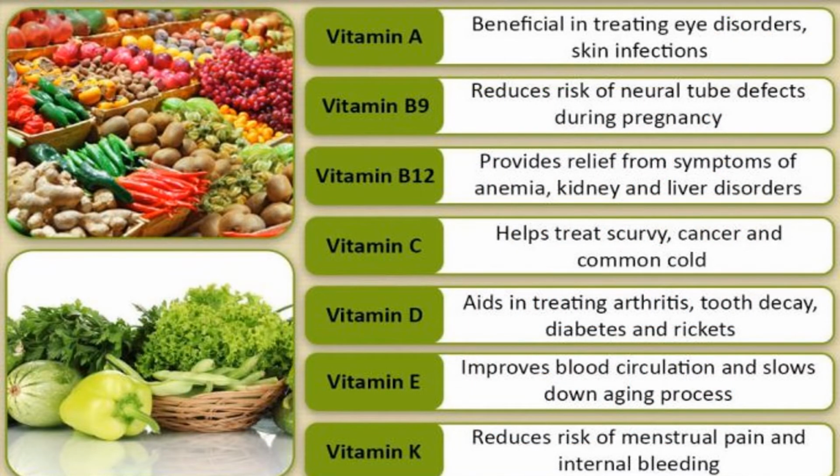Now we'll see a few of the benefits. Vitamin A is beneficial in treating eye disorders, skin infections. Vitamin B9 reduces neural tube defects during pregnancy. Vitamin B12 provides relief from symptoms of anemia, kidney and liver disorders. Vitamin C helps treat scurvy, cancer and common cold. Vitamin D aids in treating arthritis, tooth decay, diabetes, and rickets. Vitamin E improves blood circulation and slows down the aging process. Vitamin K reduces the risk of menstrual pain and internal bleeding. So these are a few of the benefits of vitamin intake, and it helps regulate different kinds of problems if you are facing them.